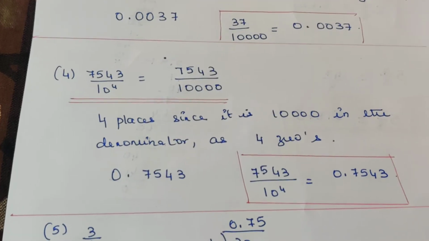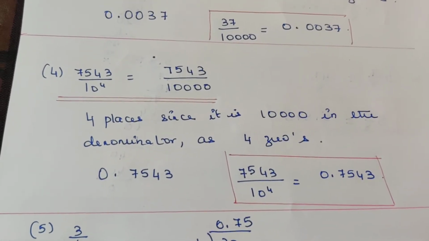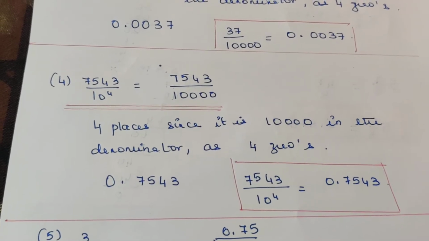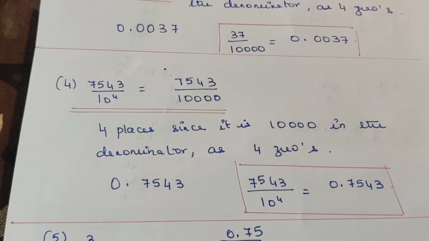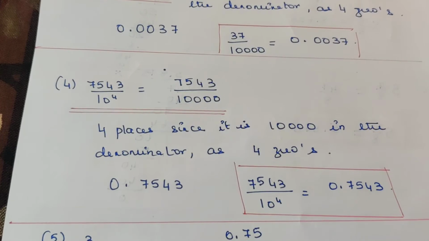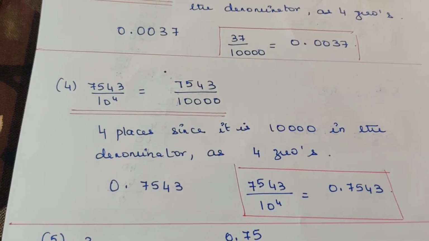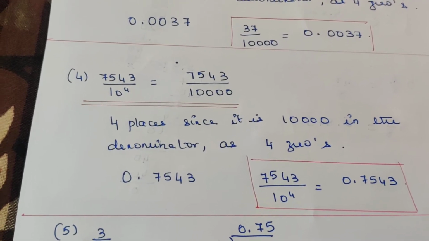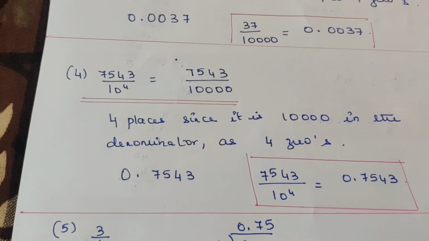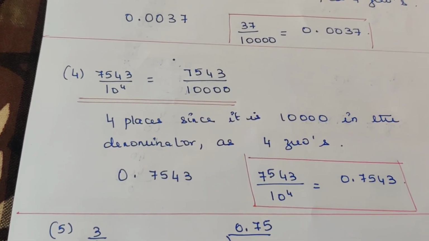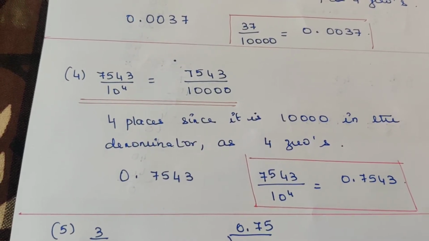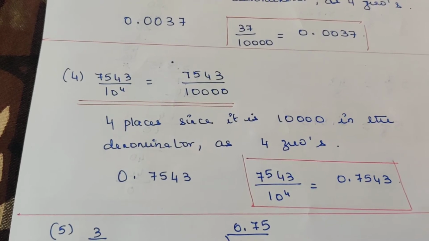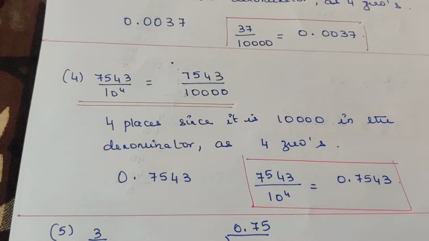Now 7,543 by 10 to the power of 4, that is equal to 7,543 by 10,000. 4 places, since there are 4 zeros in the denominator. So with 4 digits, 7, 5, 4, 3, it becomes 0.7543. So 7543 by 10 to the power of 4 is equal to 0.7543.